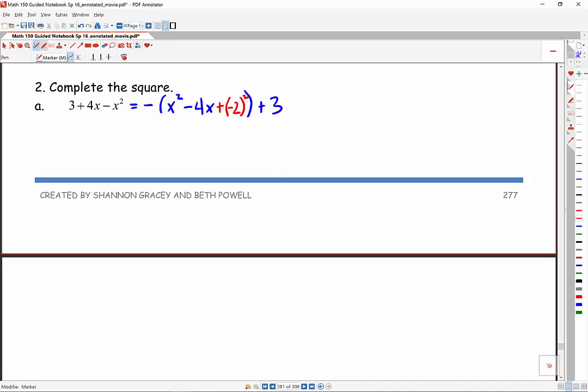So if we multiplied all this out and simplified it, we get what we originally started with, okay? Now, if you did it like I did here, whatever's in that parenthesis that's being squared is going to go down here for your binomial sum or difference that's being squared. And then we'll have plus 7 over here.